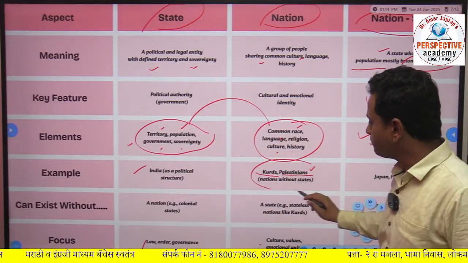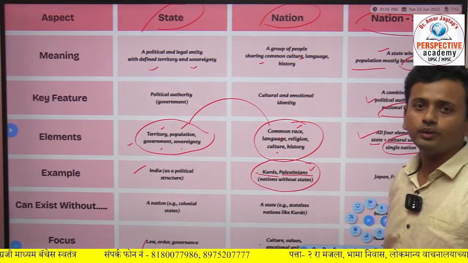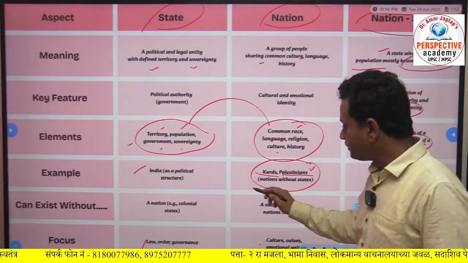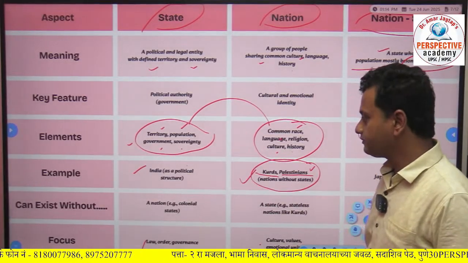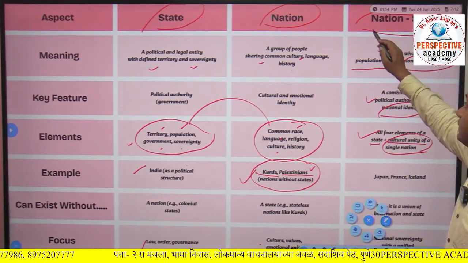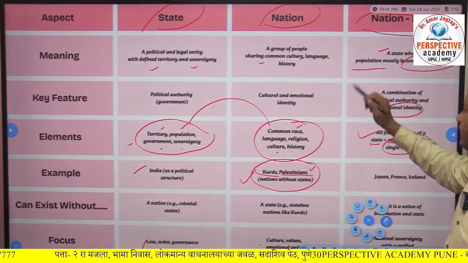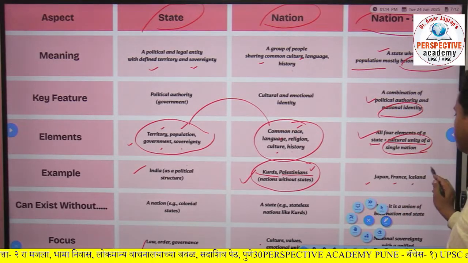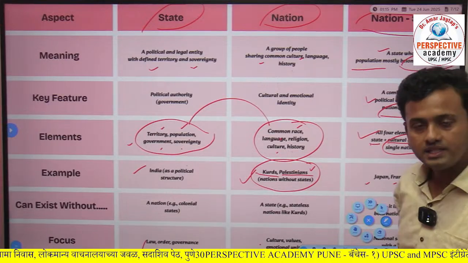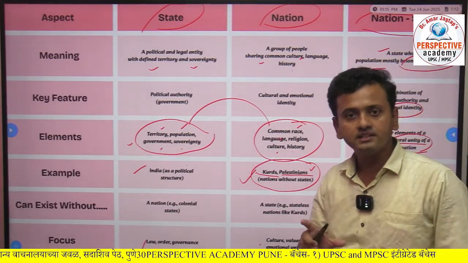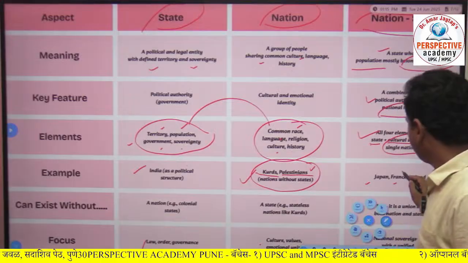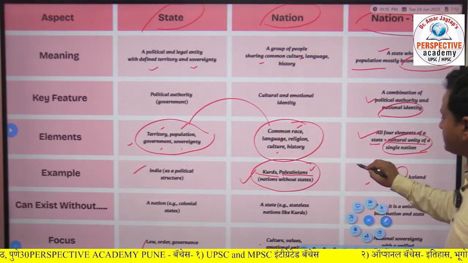These are nations, but they don't have a defined territory, sovereignty or government. So that's why we call them a nation. And the combination of both state and nation, the examples are Japan, France and Iceland. These are nation states. The first nation state in history is France. France is called the first nation state.